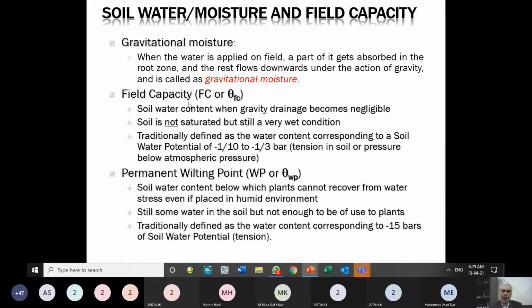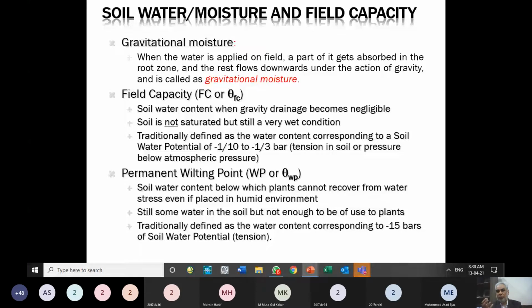Scientifically, if you measure it in the laboratory or in the field using a pressure meter, not a pressure gauge like the Bourdon gauge in our laboratory, we have some pressure measurement device to measure the negative pressure or tension in the soil. You have to understand this tension in the soil. It is not a tension load like you apply on steel rods. It is like the ability of the soil to attract water.